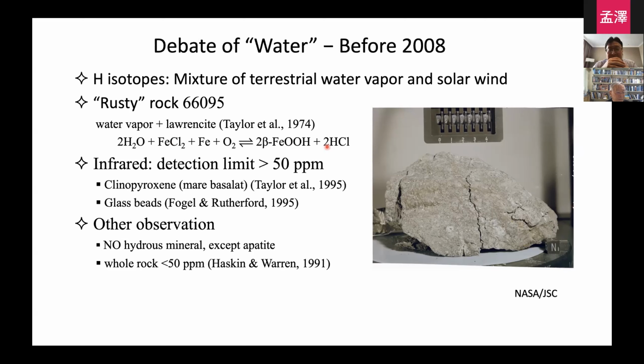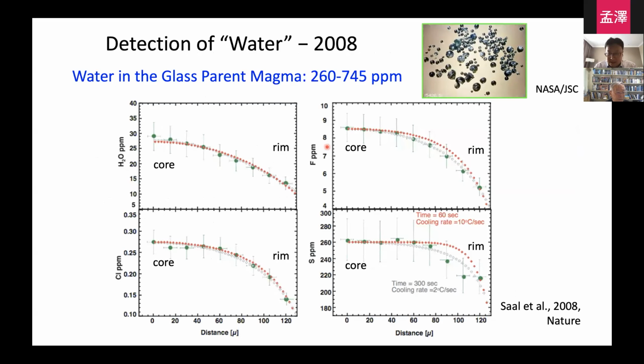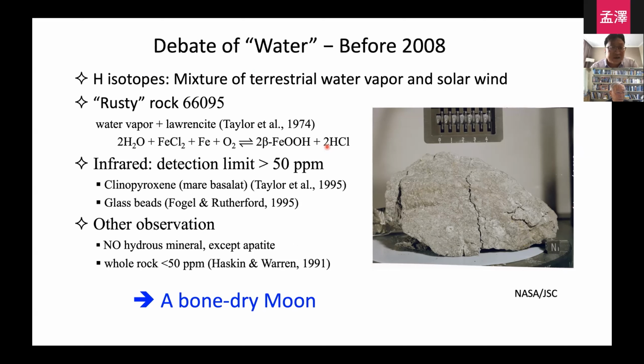One thing I should note here: this sample has been reanalyzed in the last several years. Of course, it's mainly not about hydrogen, but about other volatile elements, such as sulfur in this rock. So it does contain some indigenous volatiles from the moon, but the hydrogen in this rust is not. It's from terrestrial contamination.